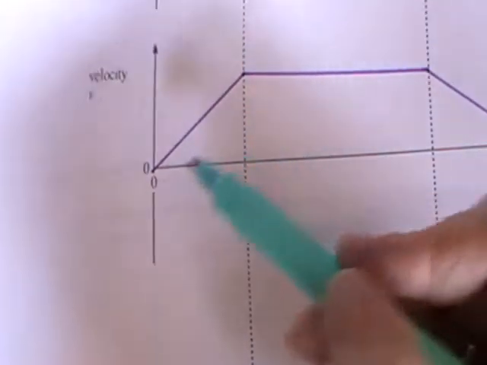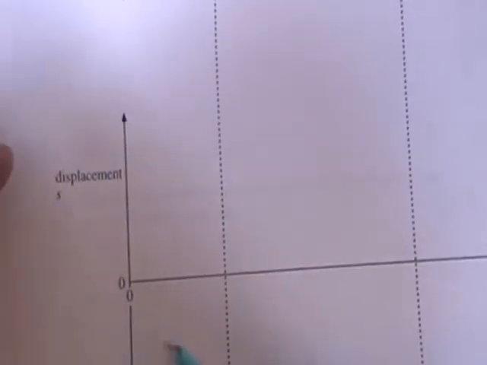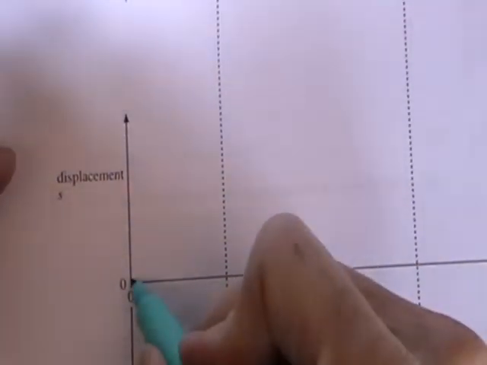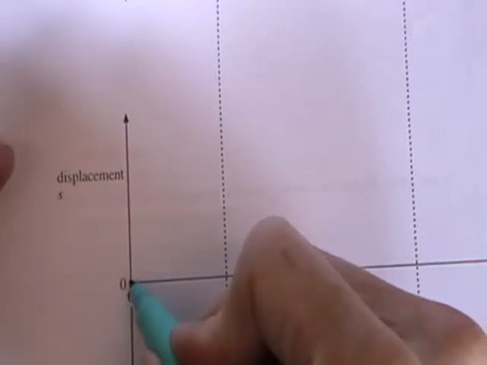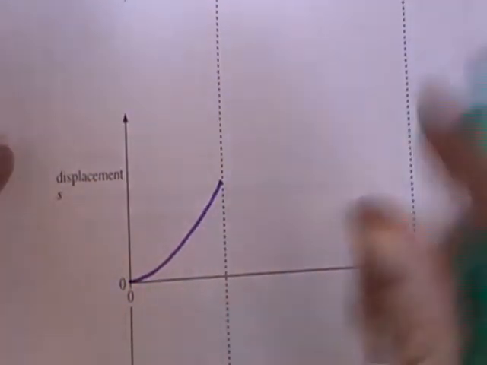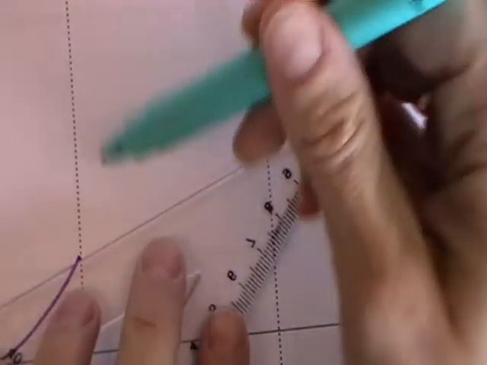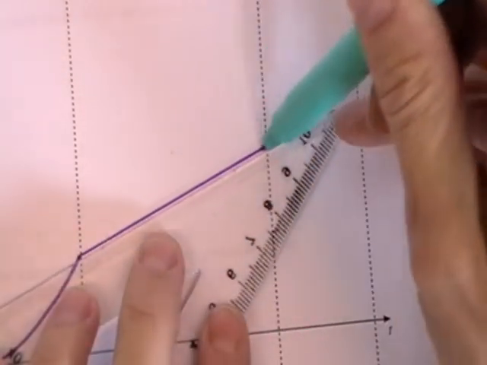The displacement time graph then: you've got a constant acceleration here, so the velocity is increasing. That means the displacement is increasing at a non-uniform rate, and because it's an acceleration, that's always an upward curve like that. The next part of the graph is a constant velocity, and that's always a straight line on a displacement time graph. So I'm going to try and just join this up a bit, like that.